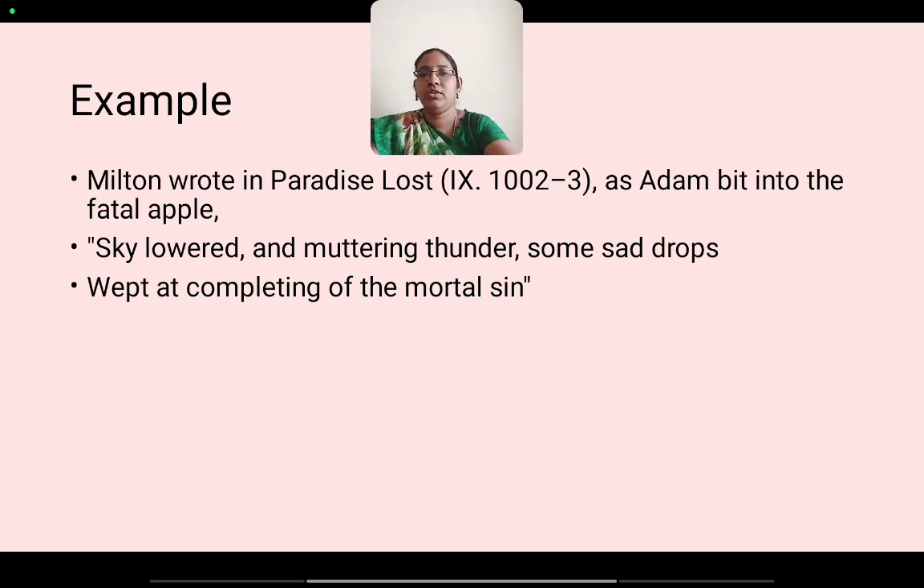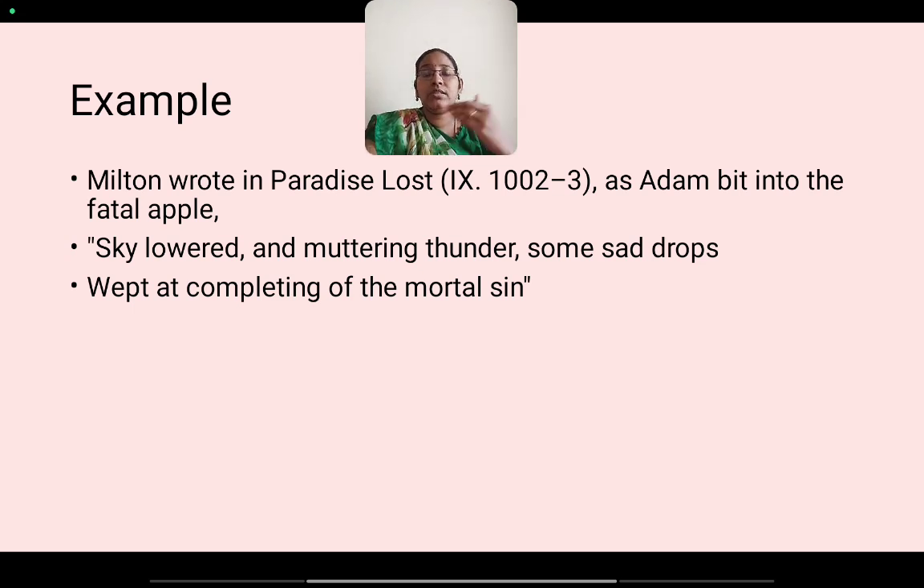Here we are going to see some examples along with it. The first example is from Milton's Paradise Lost. In Book 9, in the scene where Adam bit the fatal apple, when both Adam and Eve ate the fatal apple, Milton describes how nature was when they made this mistake. He says that the sky lowered and muttering thundered, some sad drops wept at completing of the mortal sin.